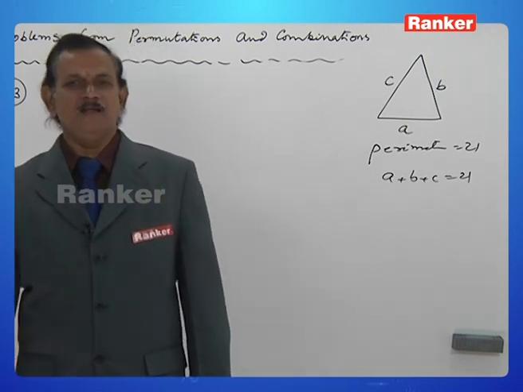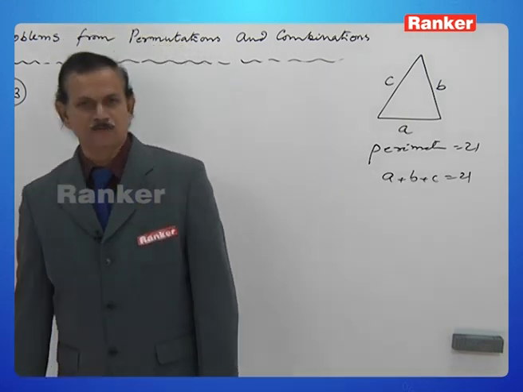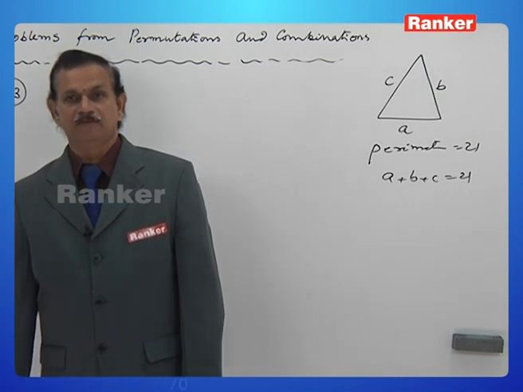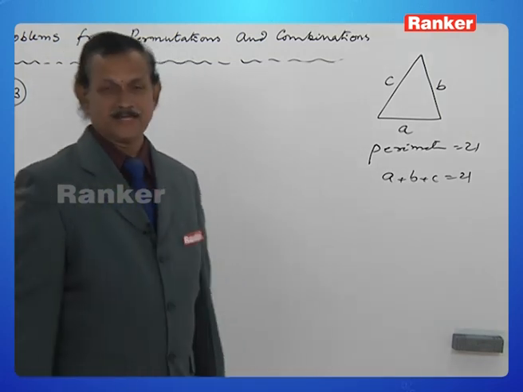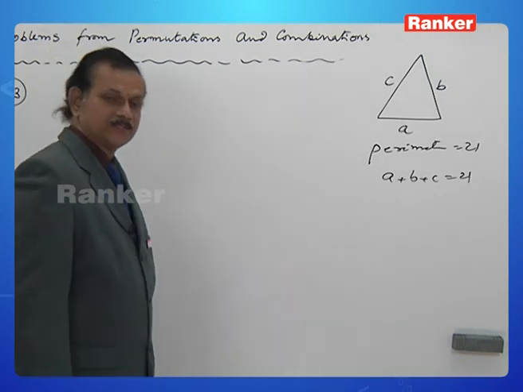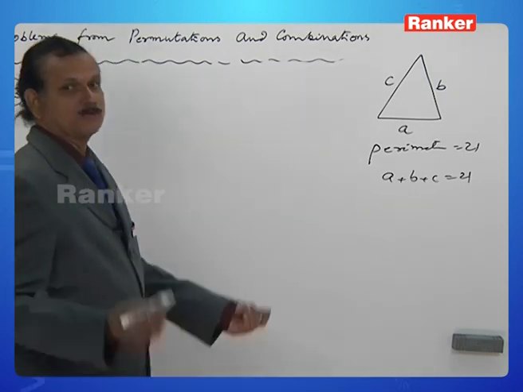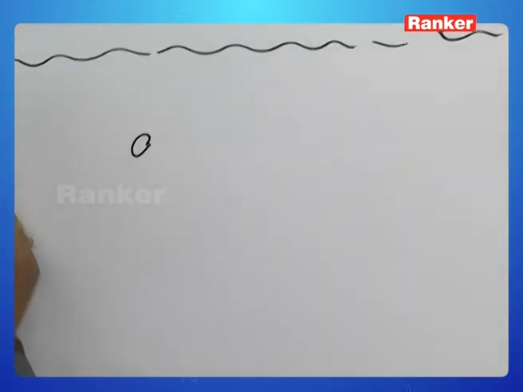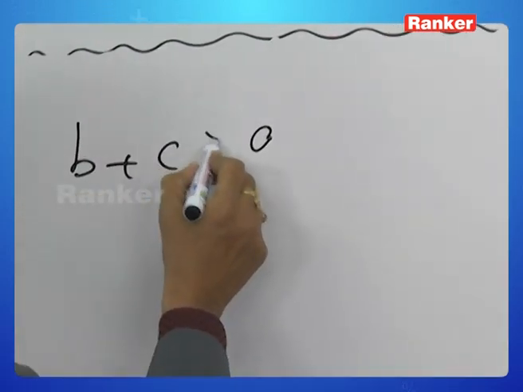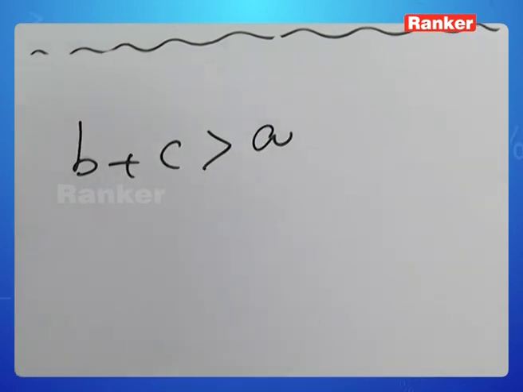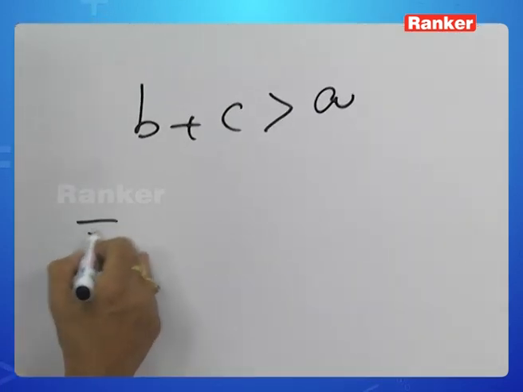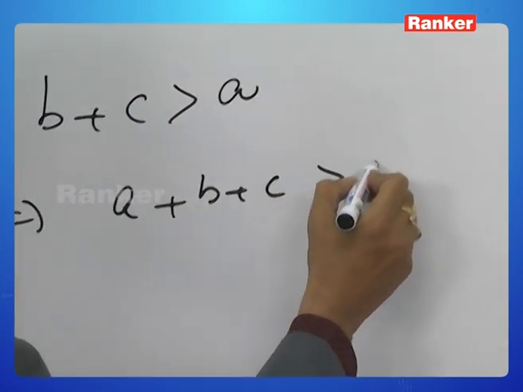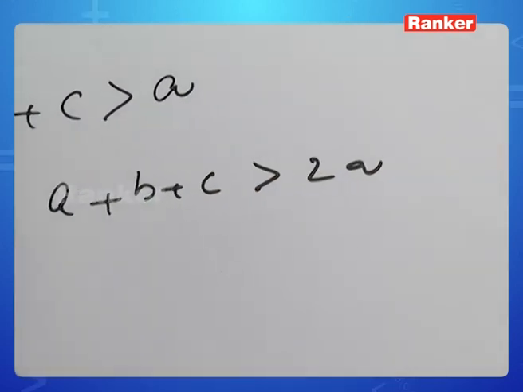In any triangle, the sum of the lengths of two sides is strictly greater than that of the third side. Therefore, we must have A plus B greater than C, B plus C greater than A, and C plus A greater than B. Let us make use of one of those. B plus C is greater than A. Implies A plus B plus C is greater than 2A.